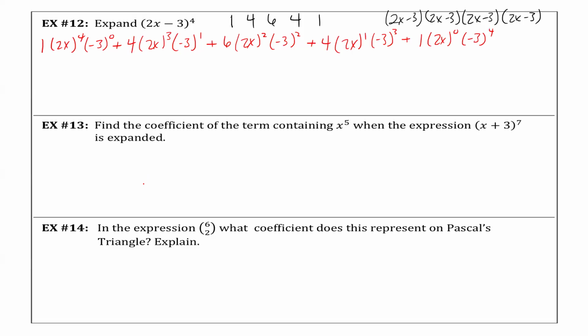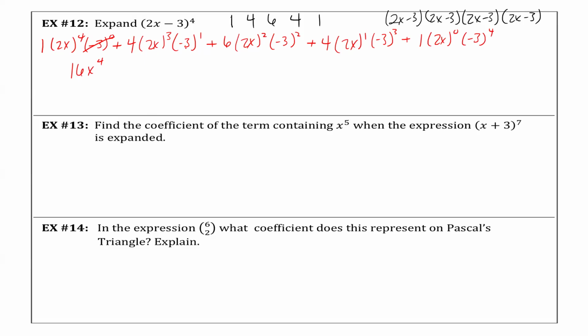Okay, now you just multiply and simplify. All right. So in the first one, this doesn't matter. Why? Because it's just 1, right? So now we have 2 to the 4th. 2 to the 4th is 4 times 4, which is 16. 16x to the 4th. Yes? All right, on to the next.